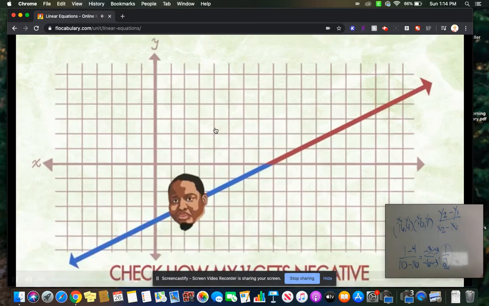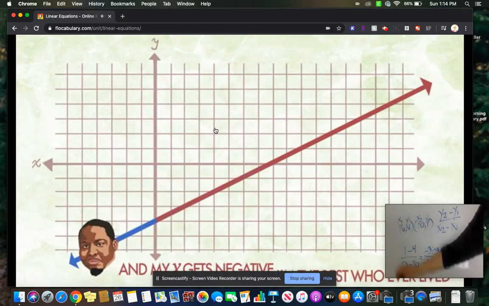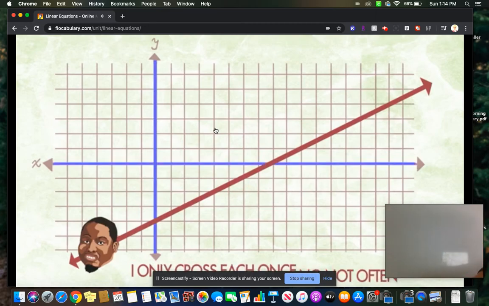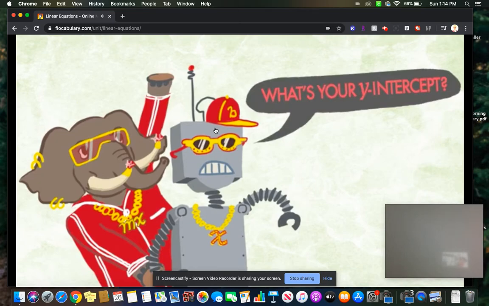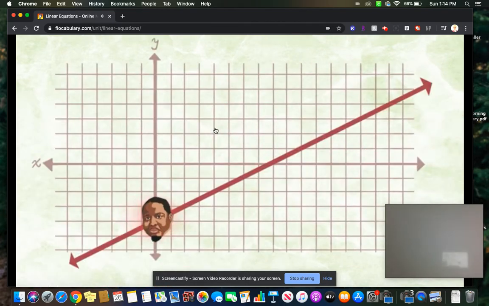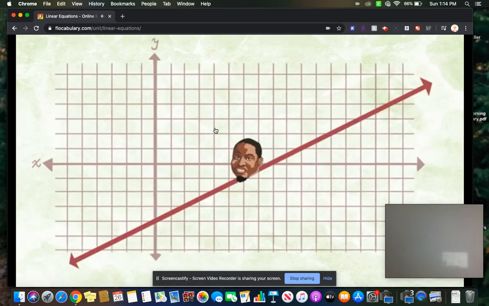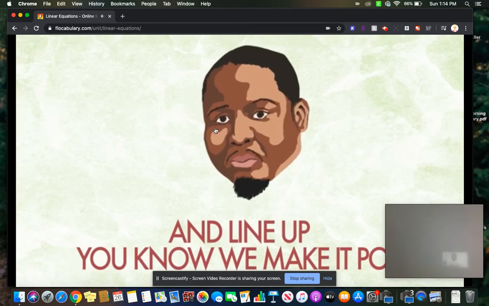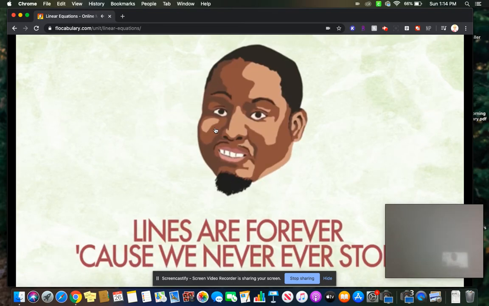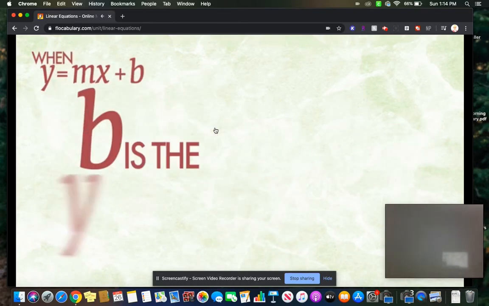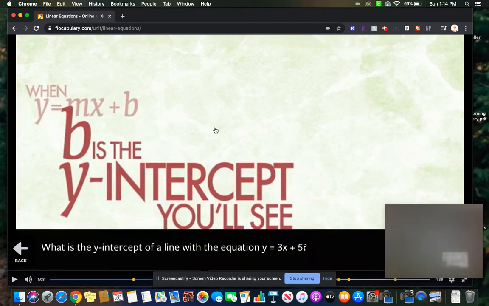Check how my Y gets negative and my X gets negative. I'm the best who ever lived. On the graph, there's 2 lines I'm crossing. I only cross each once. No, not often. They ask, what's your Y-intercept? That's where I cross the Y-axis. Take it from a vet. They ask, what's your X-intercept? That's where I cross the X-axis. Better get in step and line up. You know we make it pop. Lines off forever because we never ever stop. Come on. When Y equals MX plus B, B is the Y-intercept, you'll see.